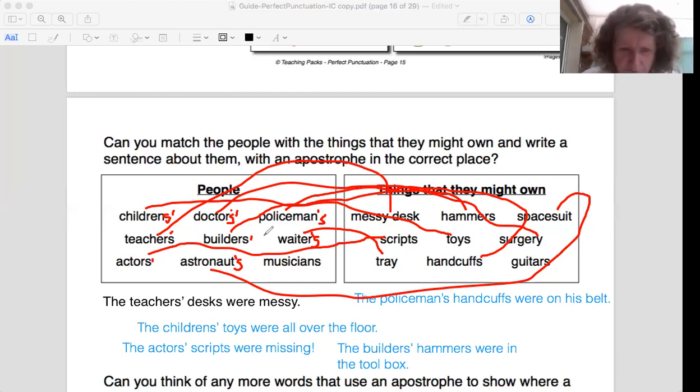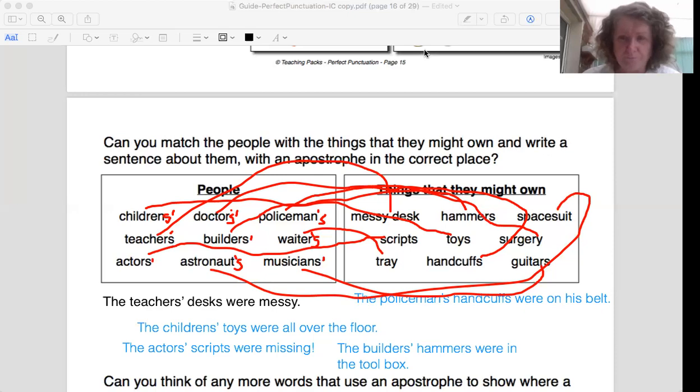Okay, is there one left? I think there is. The musicians' guitars. So I'm going to assume there's more than one musician. So I'm going to put the apostrophe there, sorry. And guitars. The musicians' guitars were on the stage. So more than one musician, two or more, put the apostrophe after the S. But you still know that the guitars belong to the musicians.